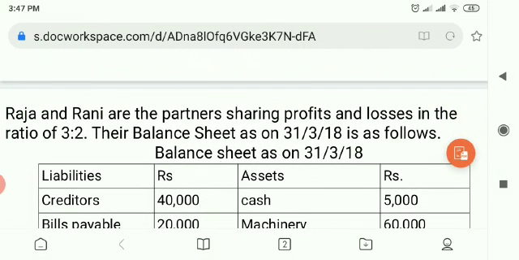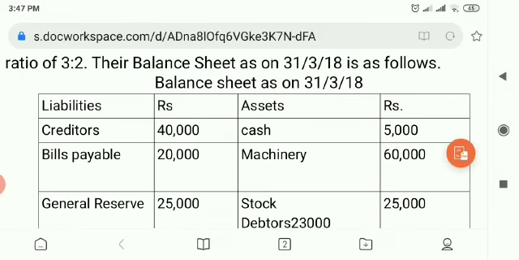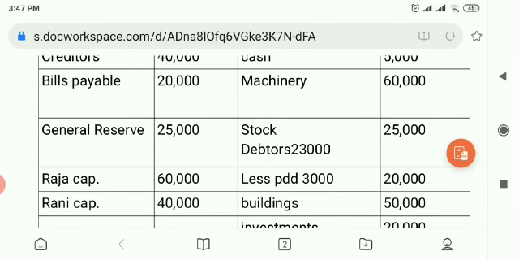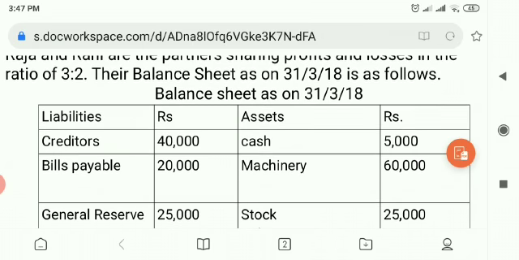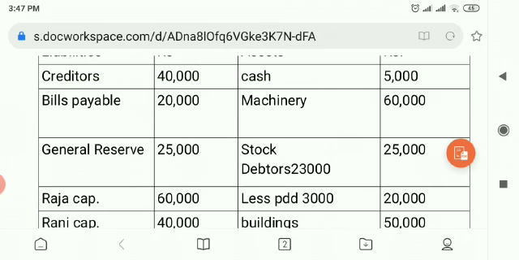Their balance sheet as on 31/3/2018 is as follows. Come to the liabilities side. Creditors 40,000. Bills payable 20,000. General reserves 25,000. Raja's capital 60,000. Rani's capital 40,000. Come to the asset side. Cash 5,000. Machinery 60,000. Stock 25,000.